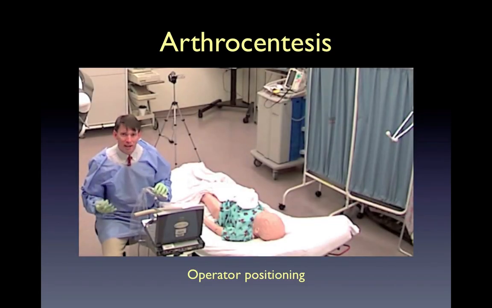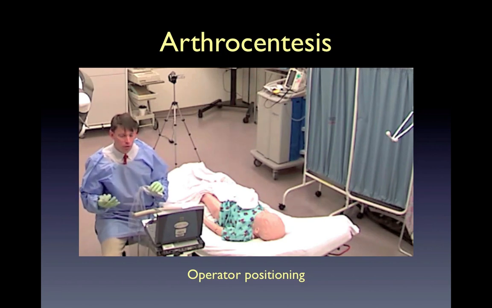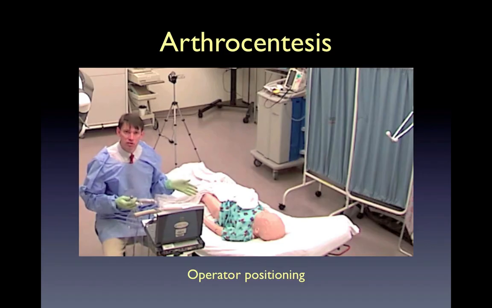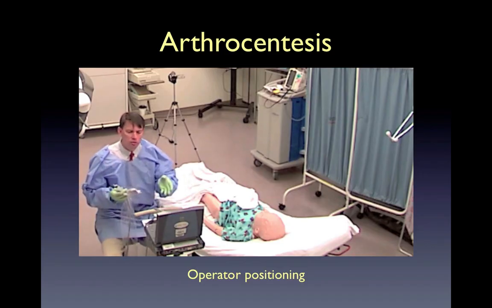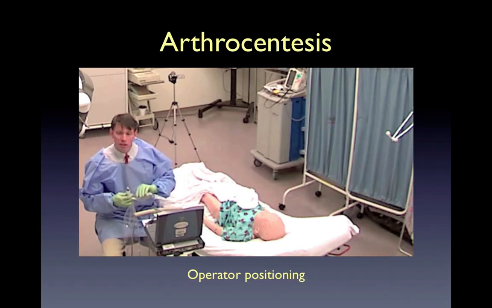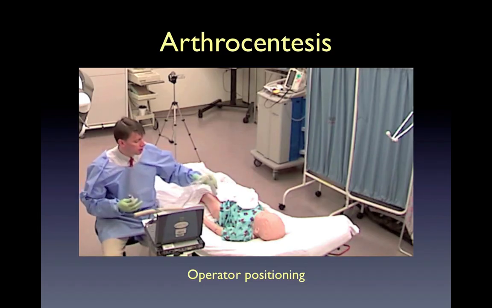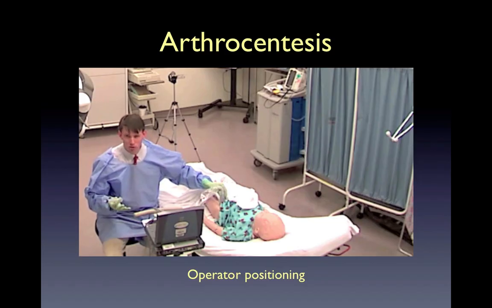If you are a right-hand dominant operator performing arthrocentesis on the left hip, I recommend positioning oneself next to the patient's left knee and placing the ultrasound machine next to the patient's left shoulder. One can then place the probe over the left hip with the probe indicator pointed towards the patient's umbilicus.